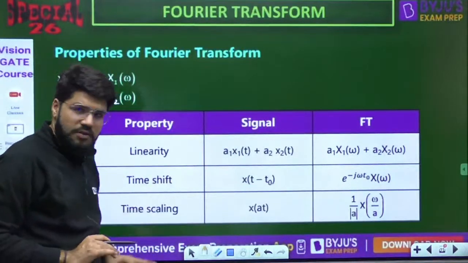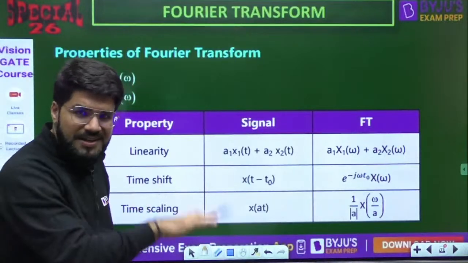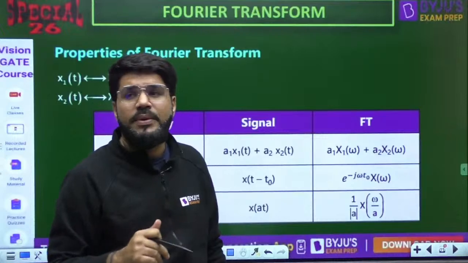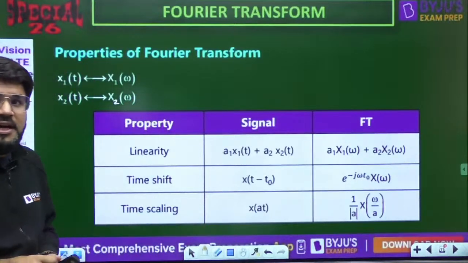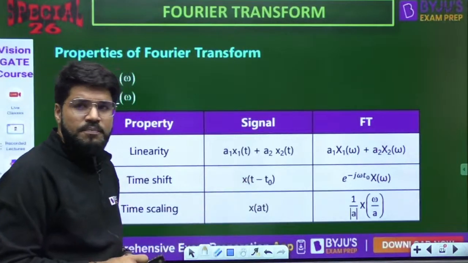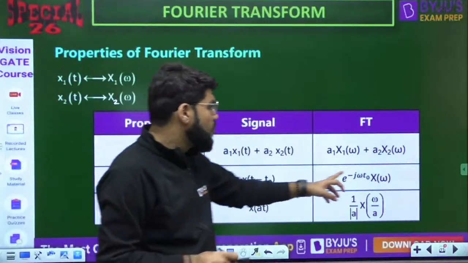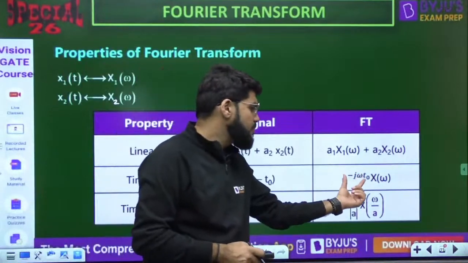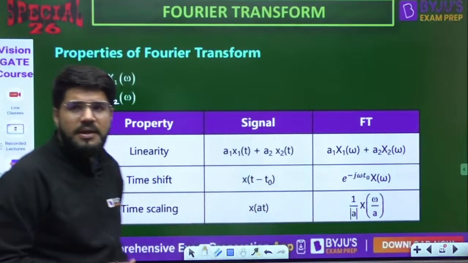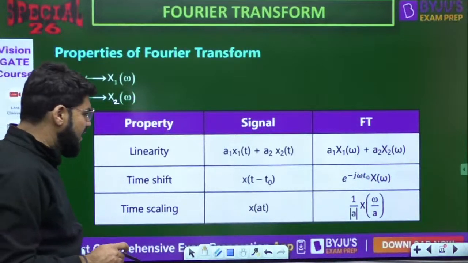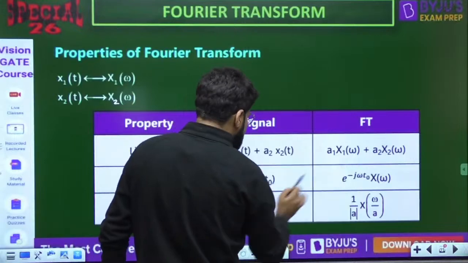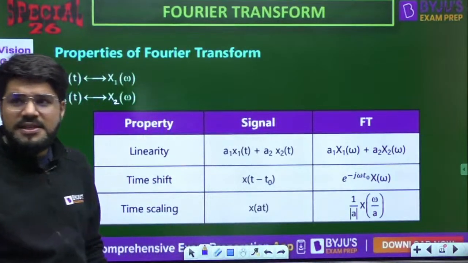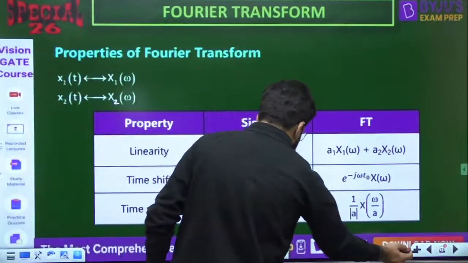Now time shift. We'll take up questions on this miscellaneous property, but let's complete the list. Time shift corresponds to a phase term, an exponential term in the frequency domain. So if I take x of t minus t naught, the Fourier transform will become x omega e power minus j omega t naught. Time scaling: x of at will have the Fourier transform 1 upon modulus of a, x of omega by a.